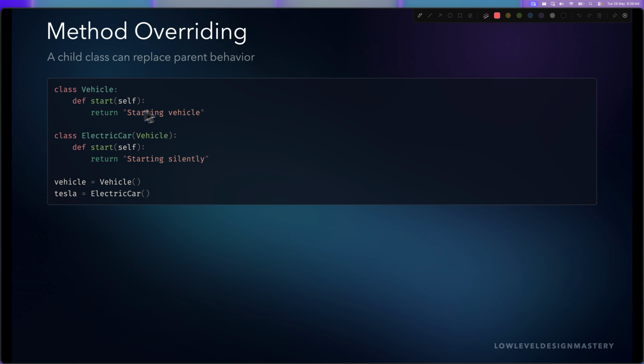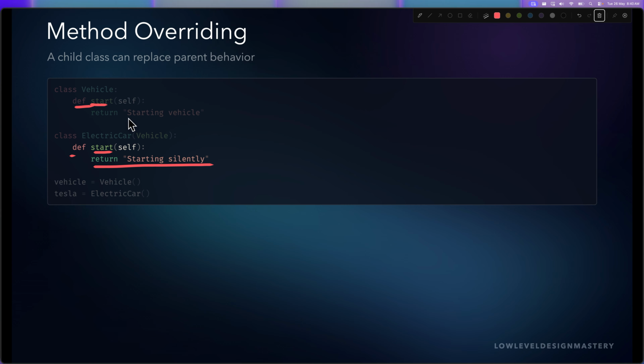Say there is a class Vehicle, and it has a method called start. It just says "Starting vehicle." But now there is another class called ElectricCar. This also extends, or inherits from, the Vehicle class, but it defines another start method with the same name, right? Whenever you define another method with the same name as the one present in the parent class, this overrides the previous definition.